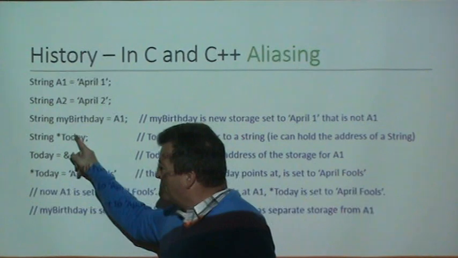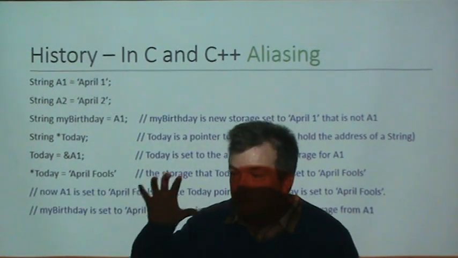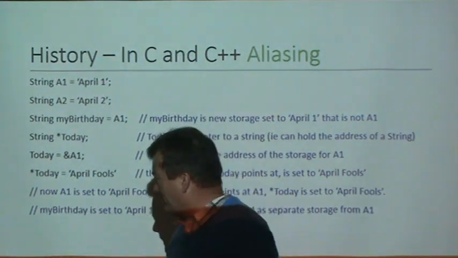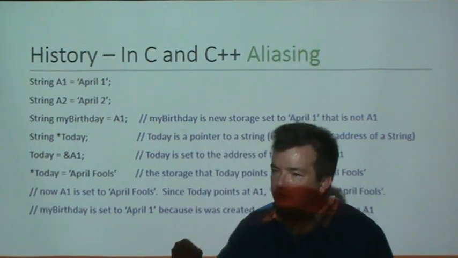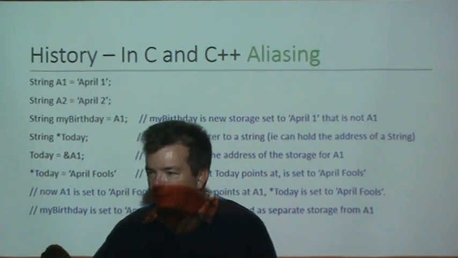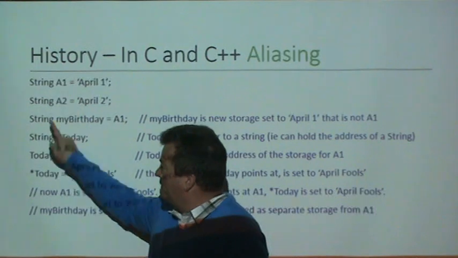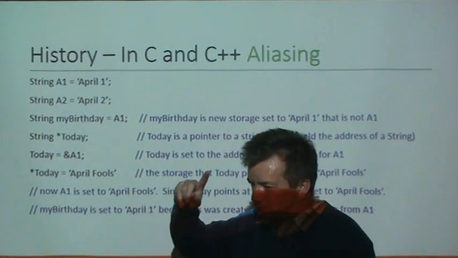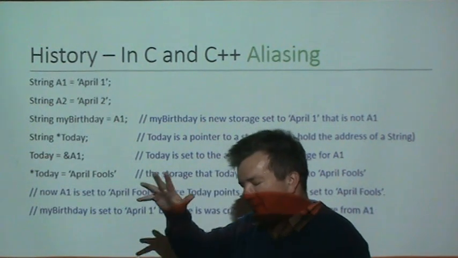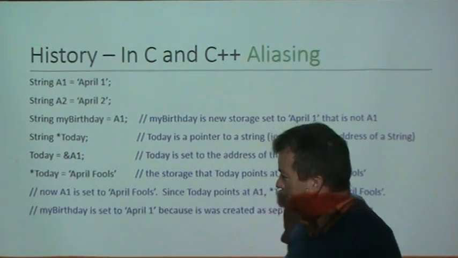And then from that point on, I could always say star today means the piece of storage pointed to by this pointer, and I can set it to whatever I want. Now I can change that piece of storage to April Fool's, and both the variable A1 and the thing, the object, in C++, you say object, in C, you say thing, the thing today points at would also be April Fool's.